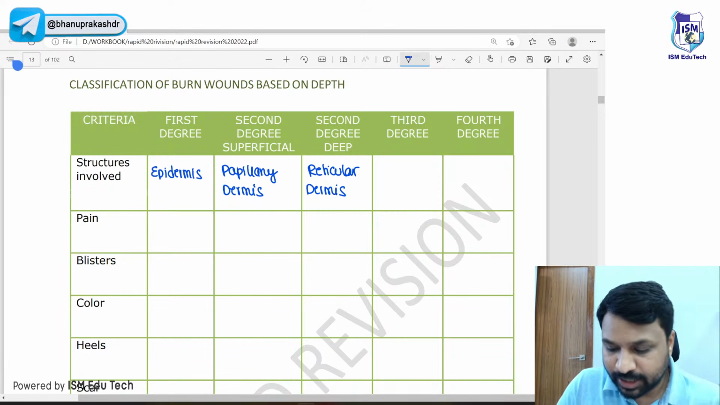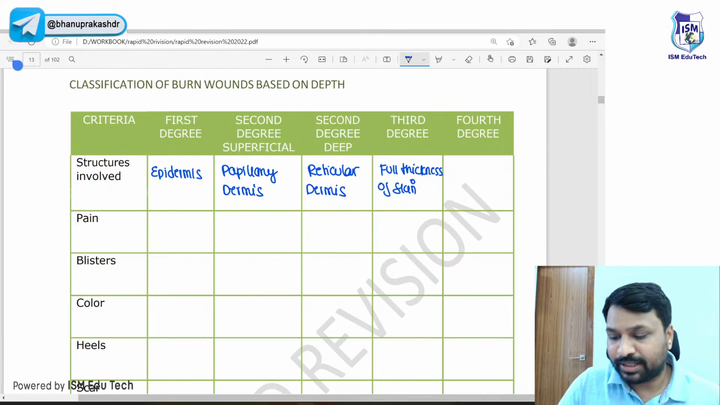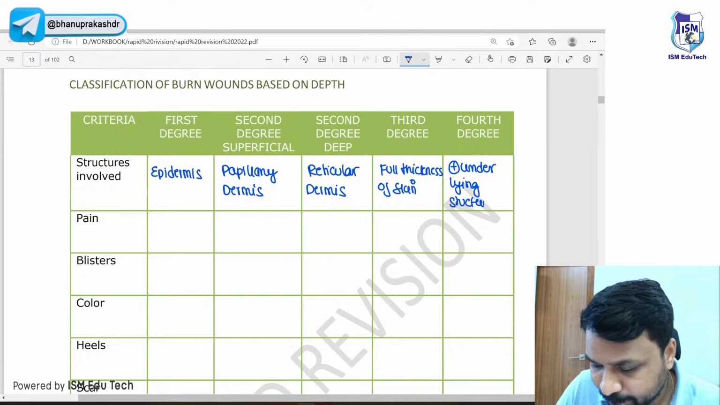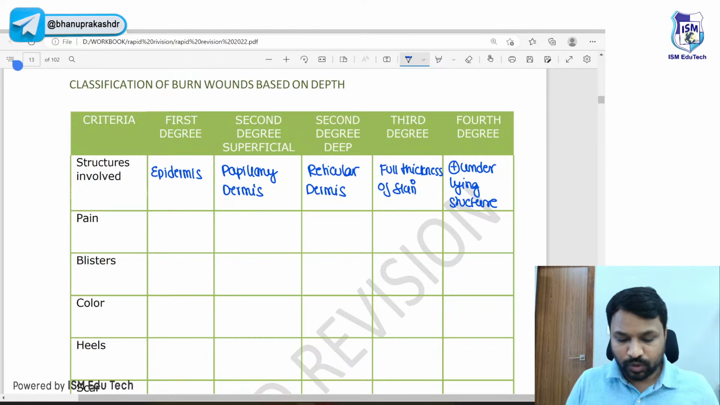In a third degree, it is full thickness of the skin. And in the fourth degree, there is involvement of an underlying structure, right? So these are your fourth degree burns.